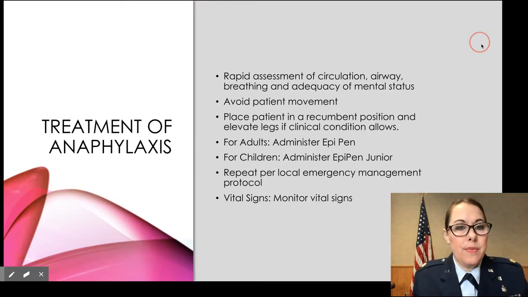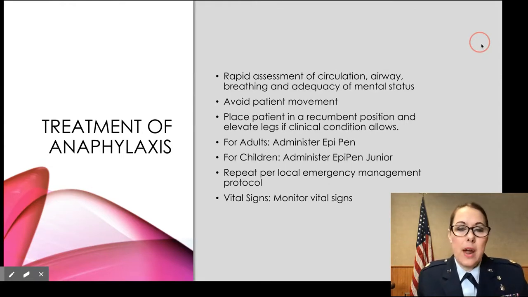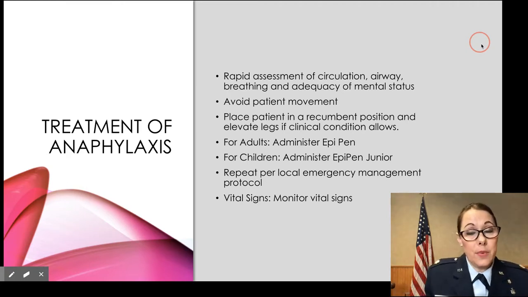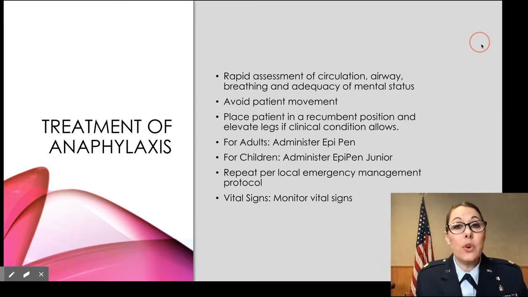Also know, if you're going to assess them, you want to make sure that you know where the adult versus the child EpiPens are. So there's Epi Junior and there's the regular adult EpiPen. Know the ages and sizes and weights for the Epi Junior, or wait for guidance from a provider or a nurse on site.